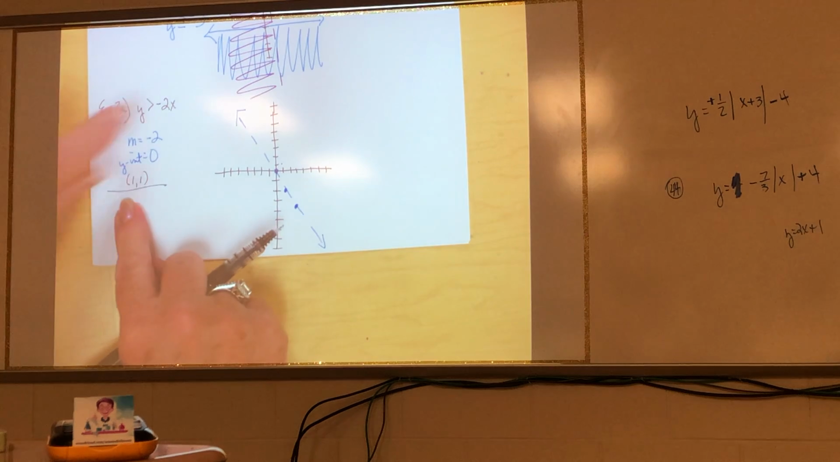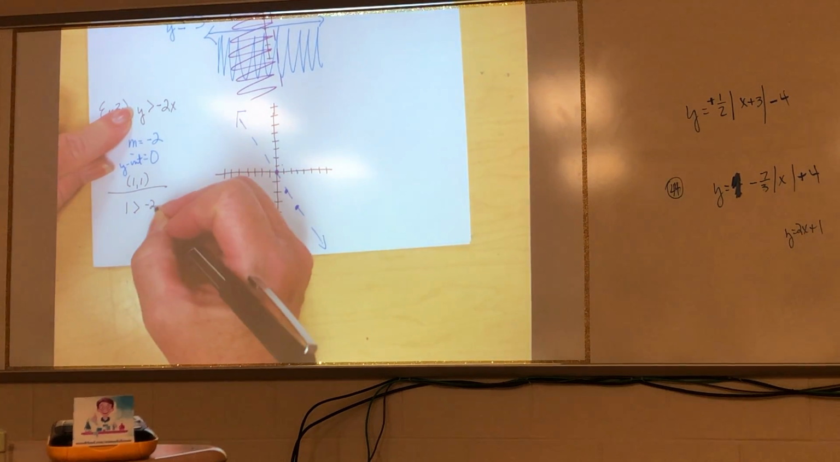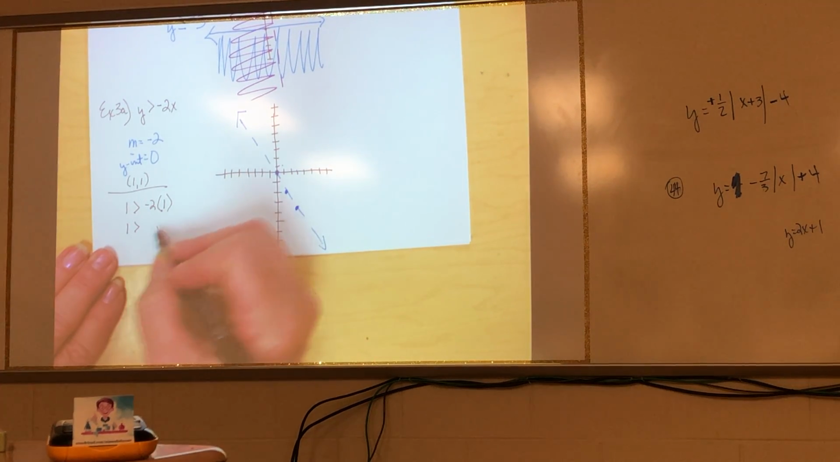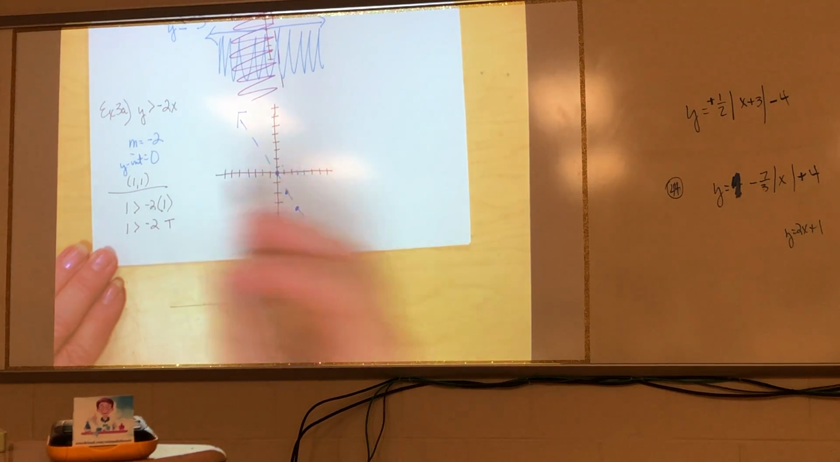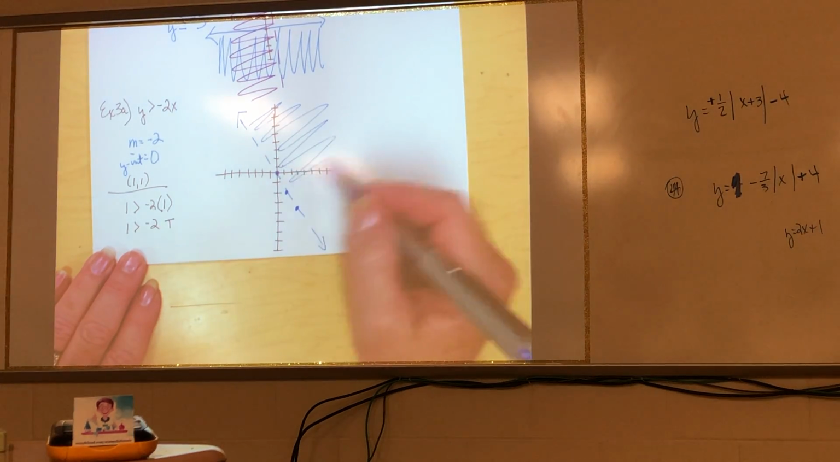So I'm going to plug it back in. What's y? 1 is greater than -2 times x, which is also 1. So 1 is greater than -2. True or false? True. So what that tells me is that I should shade this side of the line.